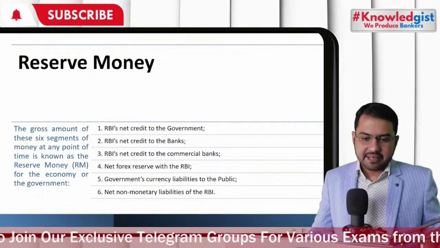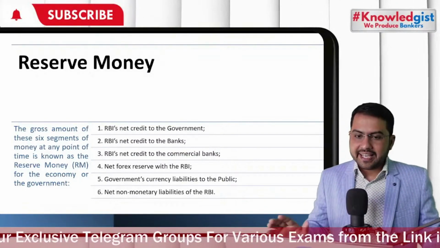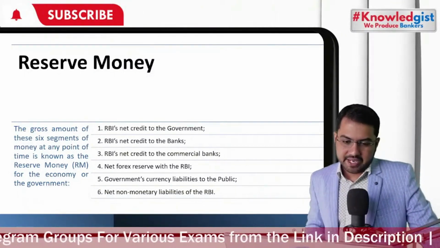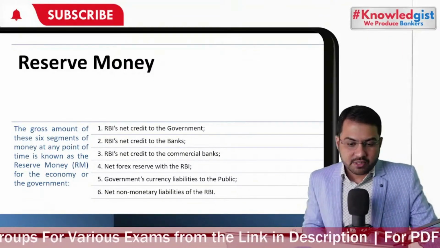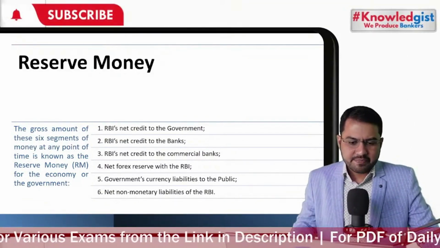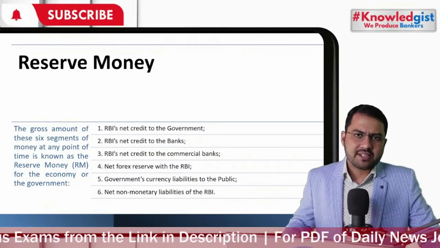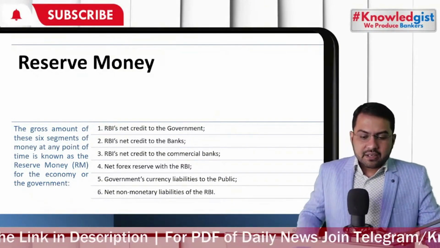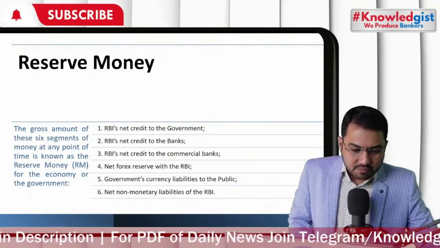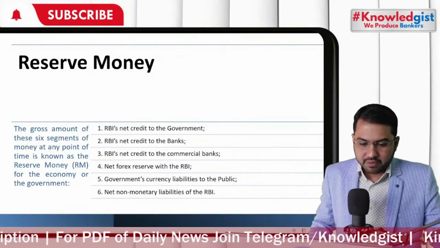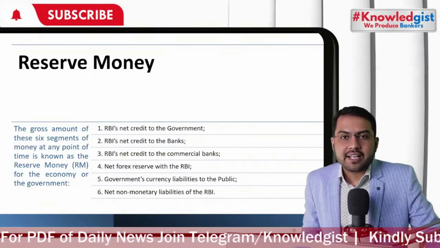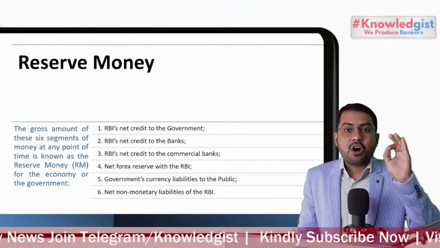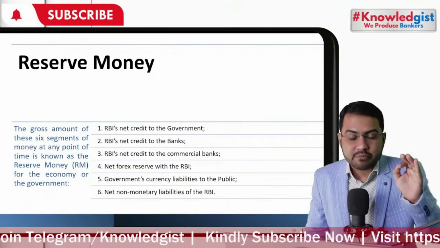Yes, reserve money, that is M0. The reserve money is the aggregate of RBI's net credit to government, RBI's net credit to the banks, RBI's net credit to the commercial banks, almost both of them the same. Apart from commercial banks, there are RRBs, etc. Then net forex reserve with RBI, government's currency liabilities to the public, that means money in circulation with the public, and net non-monetary liabilities with RBI. These are the six things which are called reserve money or monetary base or M0.